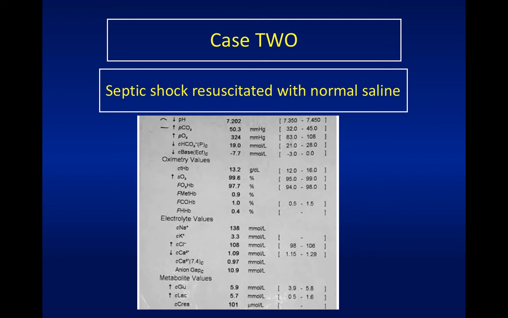The pH is low, the PCO2 is high, suggesting a respiratory acidosis. The bicarb is low and the base excess is low, which again probably indicates that the primary problem may be a metabolic acidosis, but you've got a metabolic acidosis and a respiratory acidosis, so that's a bit odd.